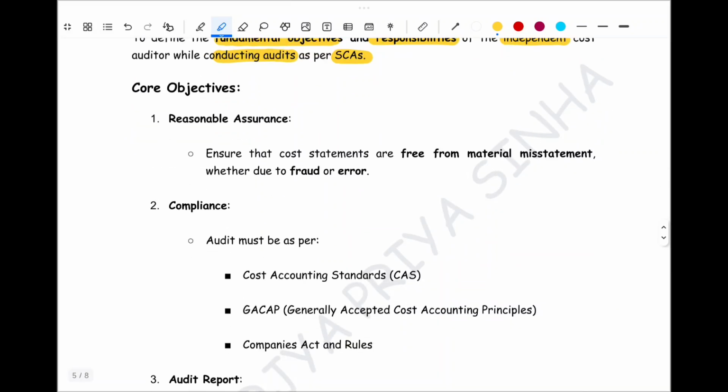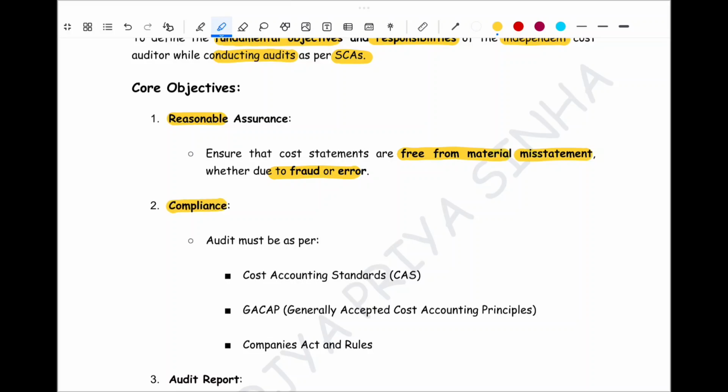Now, what are the core objectives? We all know that reasonable assurance, as with the statutory auditor, is also the same. The auditor will give reasonable assurance. Now, what do you mean by reasonable assurance? That means not an absolute assurance. Ensure that cost statements are free from material misstatement, whether due to fraud or error, right?